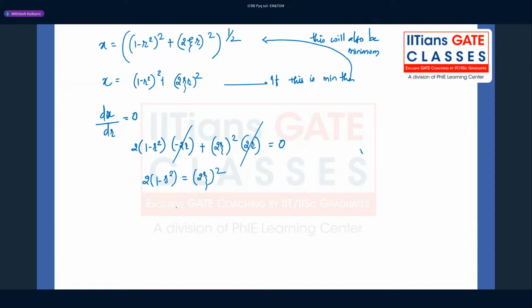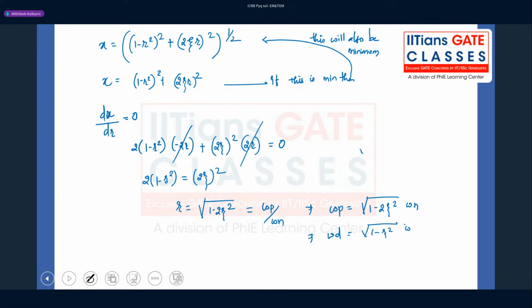If you solve this, r can be written as under root of 1 minus 2 zeta square. R is what? That is omega p by omega n. Okay, that is what they have mentioned. This implies omega p we know as under root of 1 minus 2 zeta square times omega n. We also know damped natural frequency is under root of 1 minus zeta square times omega n.